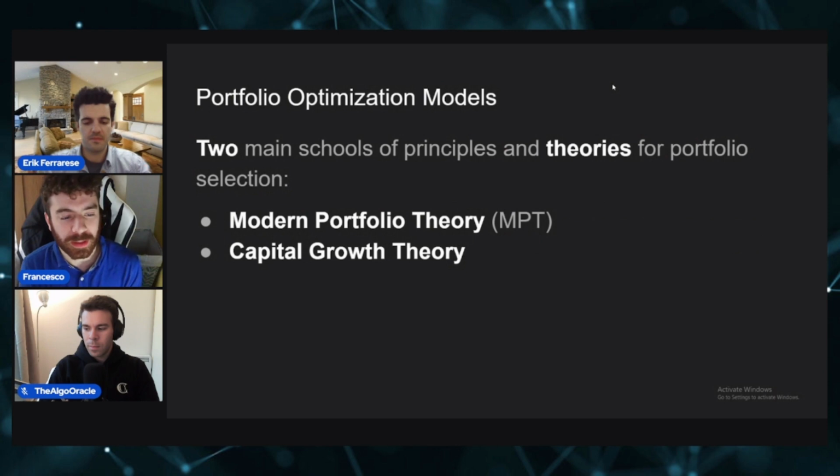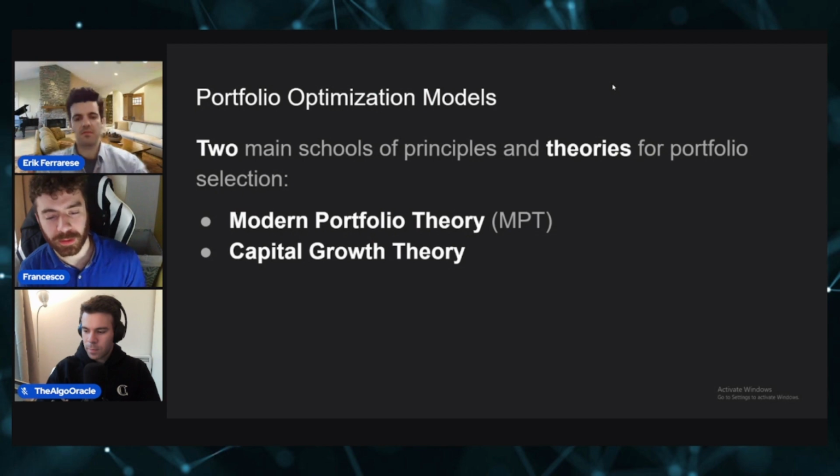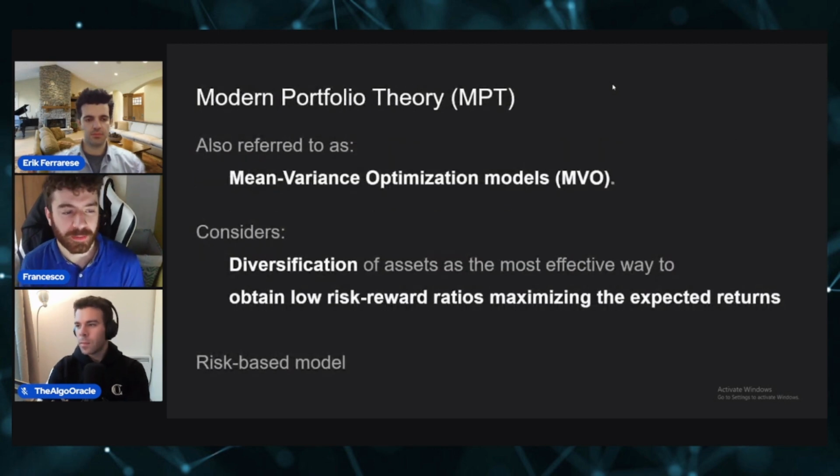There are two main theories of portfolio management, which are modern portfolio theory and capital growth theory. We are gonna mainly focus today on modern portfolio theory because it's the most adaptable one to our use case. This is also referred to as the mean variance optimization model, and it basically focuses on diversification as the core of the theory, and diversification as a tool to maximize the return for the lowest risk reward ratios.